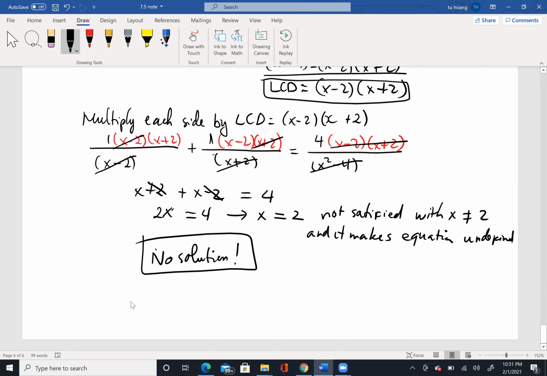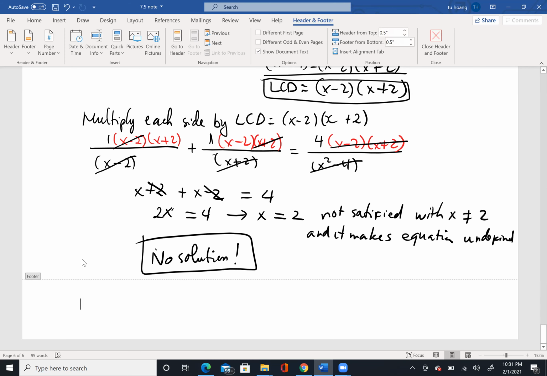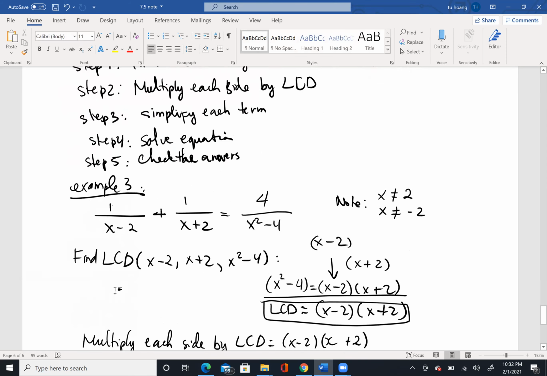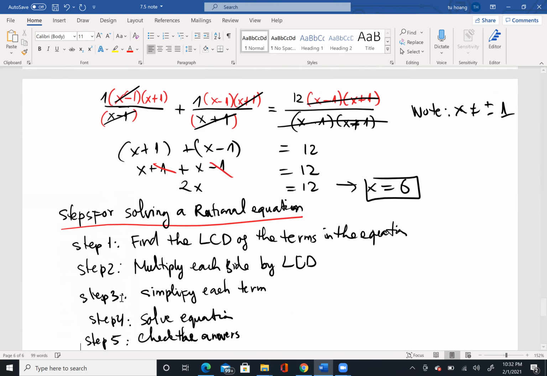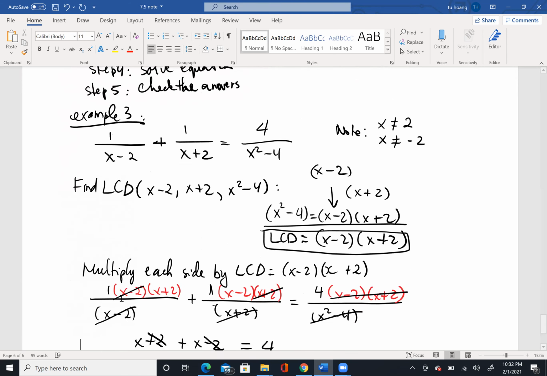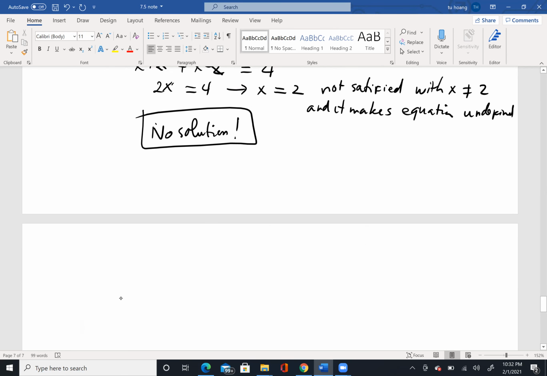For solving rational equations, we have some applications with problems such as finding time in a distance problem.